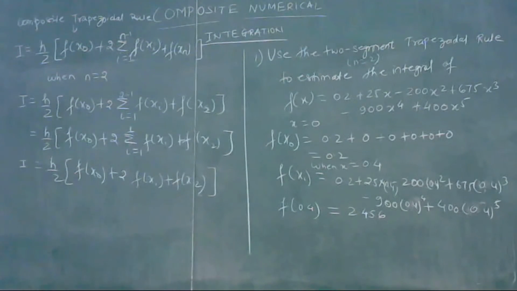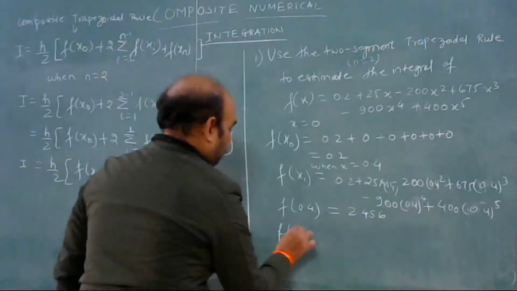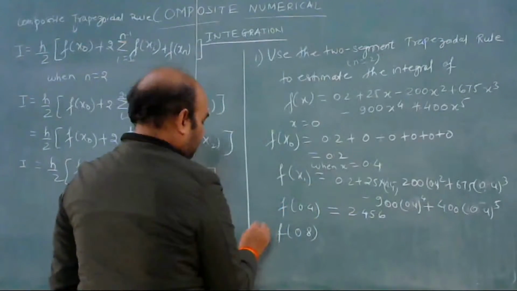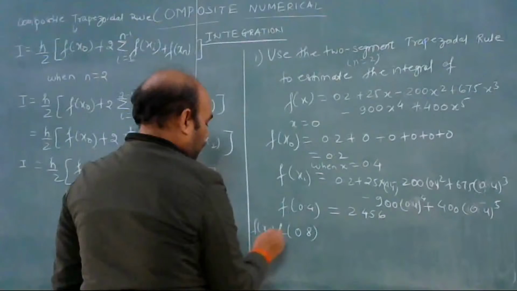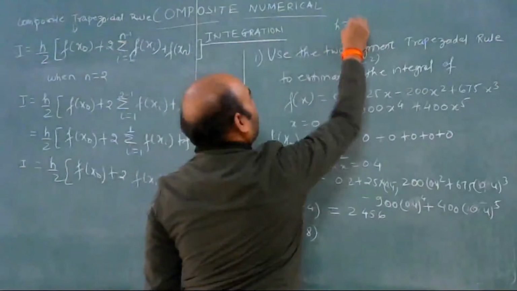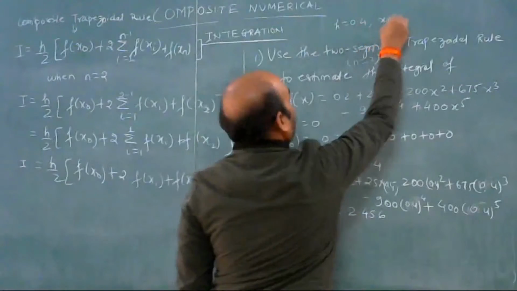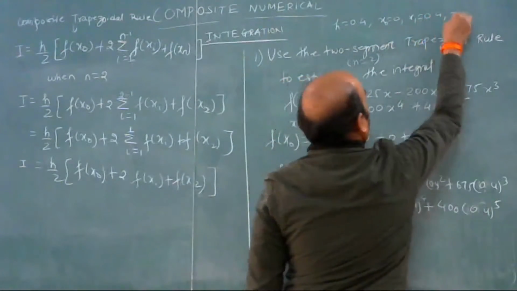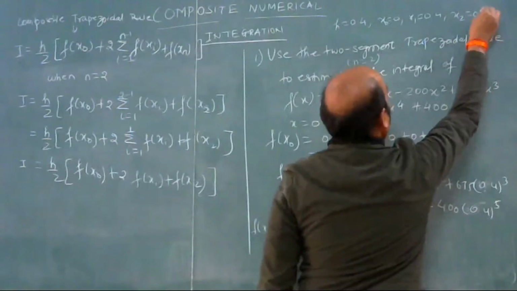Then similarly, f of x2 will be f of 0.8. So this is f of x1, this is f of x2. We have taken h is equal to 0.4. So x naught will be equal to 0, then x1 will be 0.4 and x2 will be equal to 0.8.